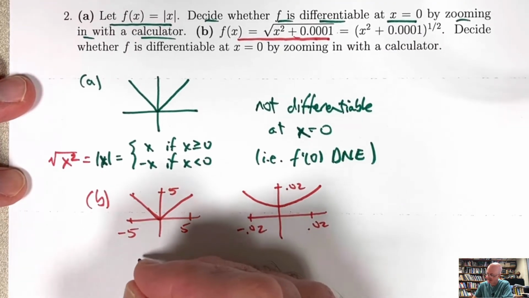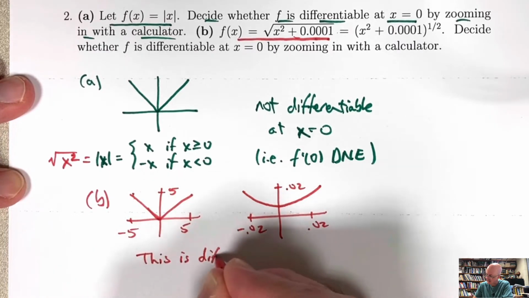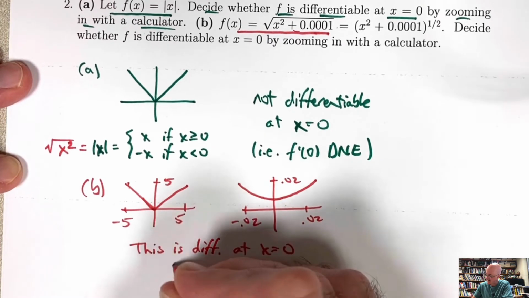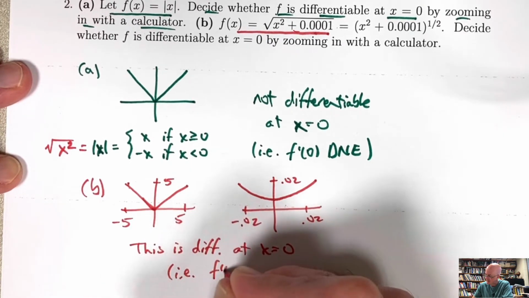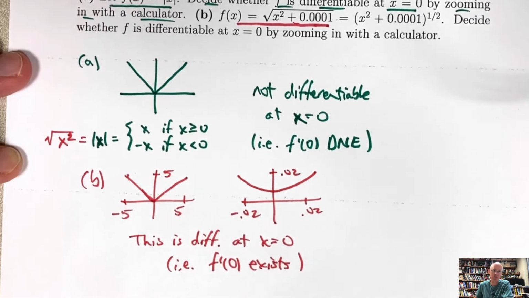So this is differentiable. I'll abbreviate differentiable, just diff, at x equals 0, i.e. f prime of 0 exists, and in fact, you could prove it equals 0.